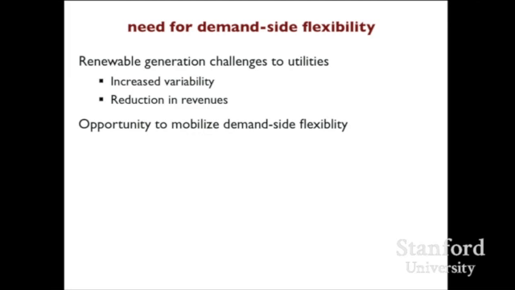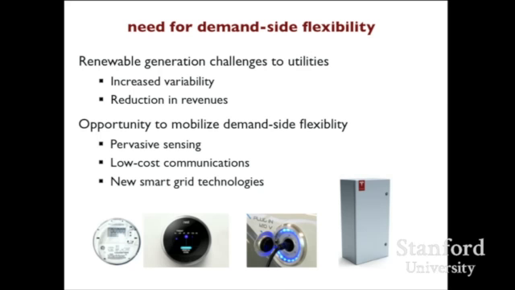On the other hand, there is an opportunity to mobilize demand-side flexibility. What does that mean? Well, I can start to pay and get service from a lot of these loads. Today, this is reserved to very large customers. But because of pervasive sensing, for example smart meters, low-cost communication, and all kinds of new smart grid technologies, you have the opportunity to bring into load side management small and medium-sized loads, which were not cost-effective to manage before. So what is the challenge to make these guys participate in the grid?